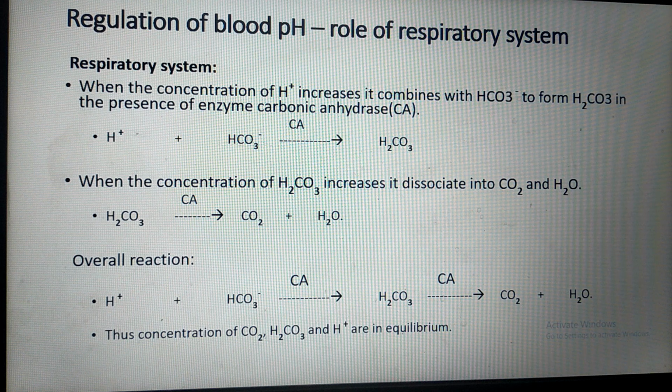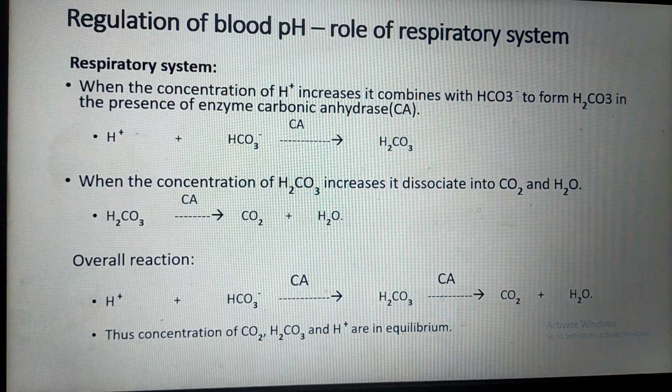So the overall reaction is given below. Here H plus ions combine with bicarbonate ion to form H2CO3, and that H2CO3 is broken down into CO2 and water. From this reaction, you can state that the concentrations of carbon dioxide, carbonic acid and H plus ion are in equilibrium. These reactions are reversible. Remember this: when the concentration of one increases, the others will also increase, and vice versa.